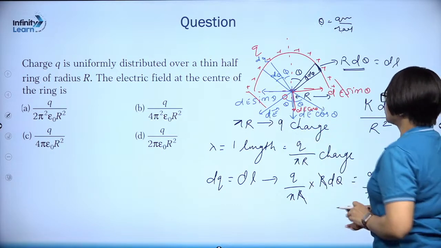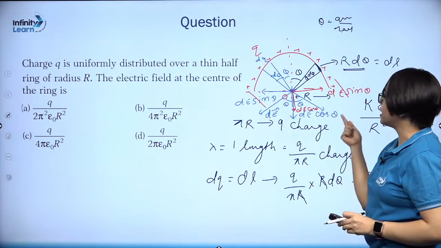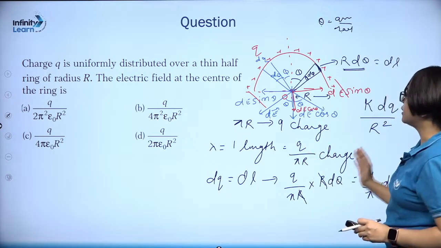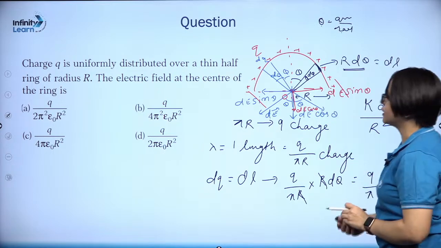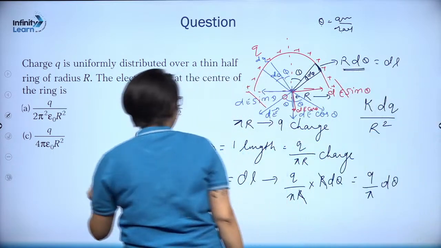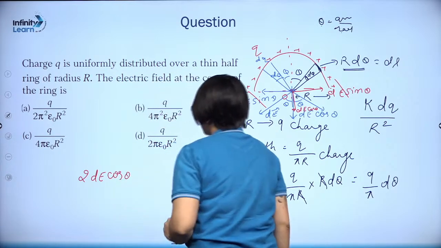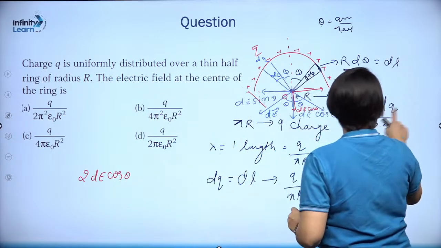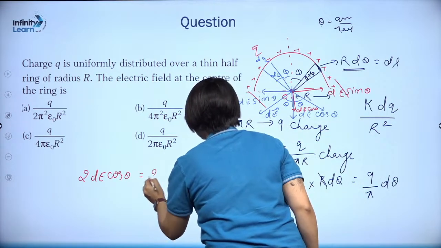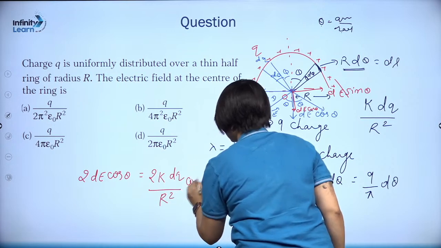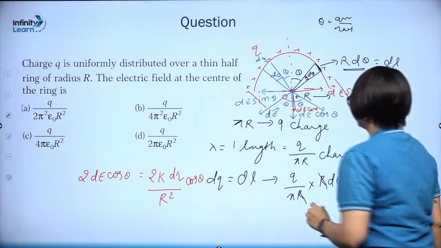So net electric field is 2 dE cos theta in the downward direction, right? Net electric field is 2 dE cos theta in the downward direction over here. What is dE? K dq upon r square. So it is 2k dq upon r square into cos theta in the downward direction, right?